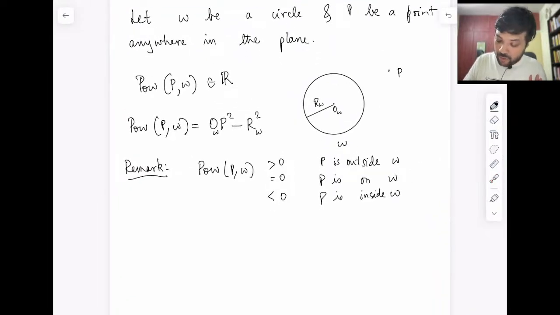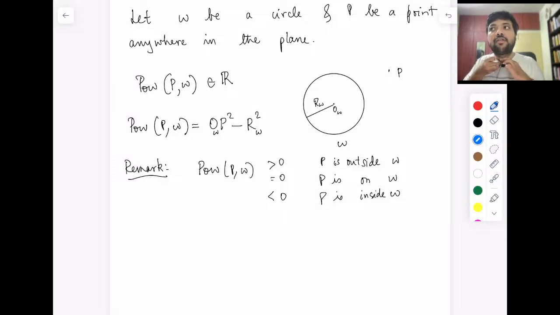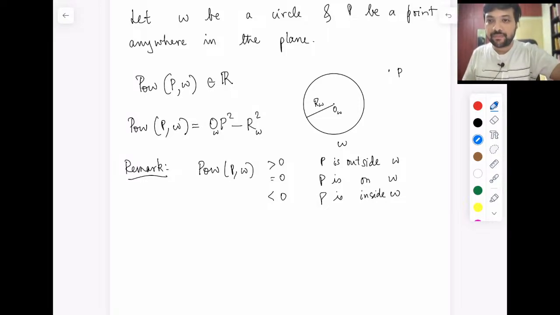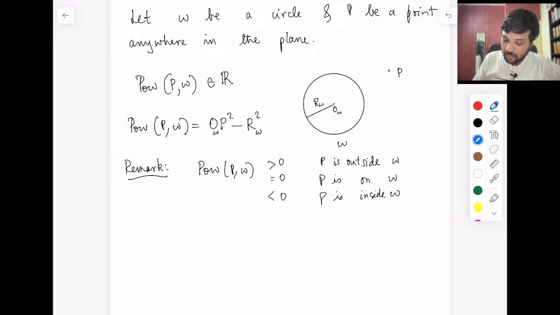That is, if you draw a straight line, sorry, just keep it below. Hope it's still audible. Is it audible? Okay.